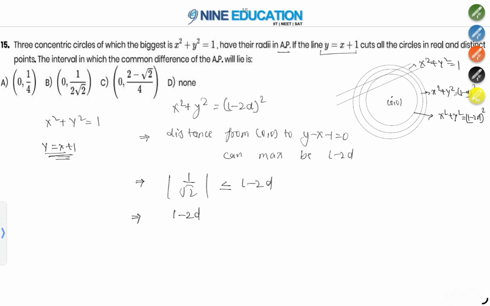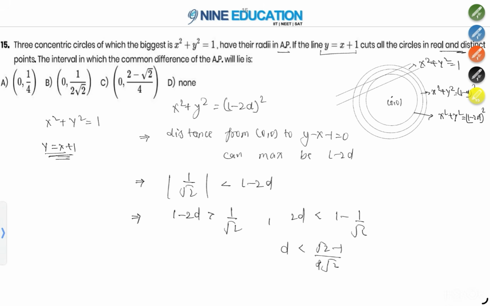They have not given tangent. They have given real and distinct. So equality won't come. It has to be strictly less than. So this has to be greater than 1 by root 2 we get. So we get 2d should be less than 1 minus 1 by root 2. So d is less than (root 2 minus 1) by 2 root 2.